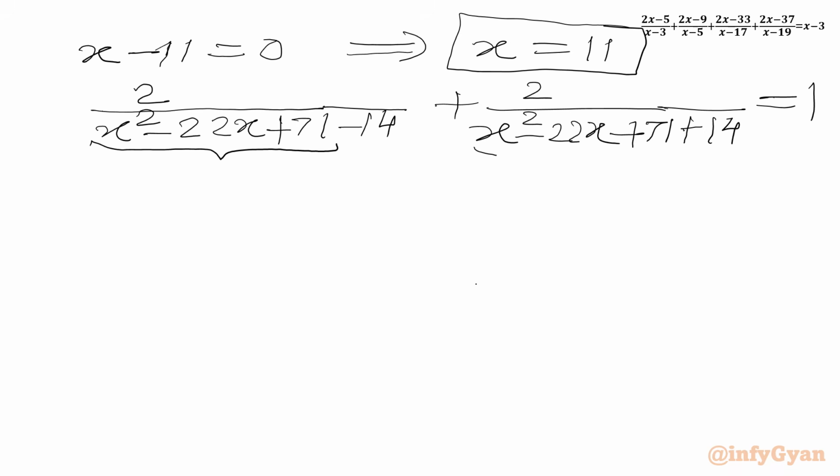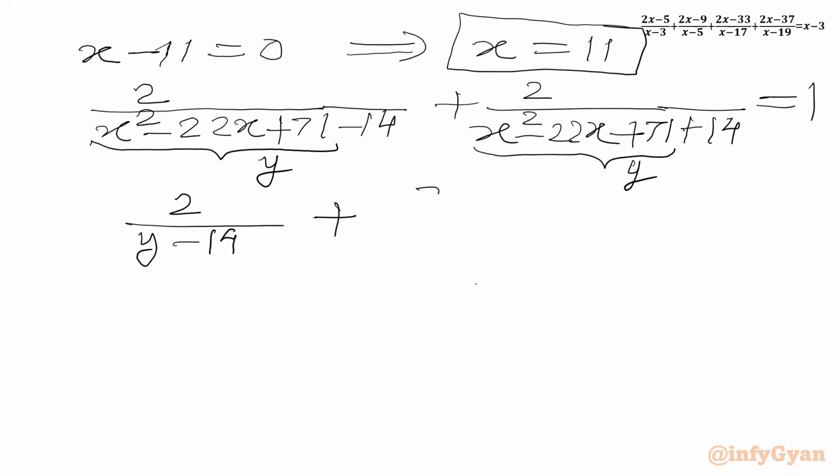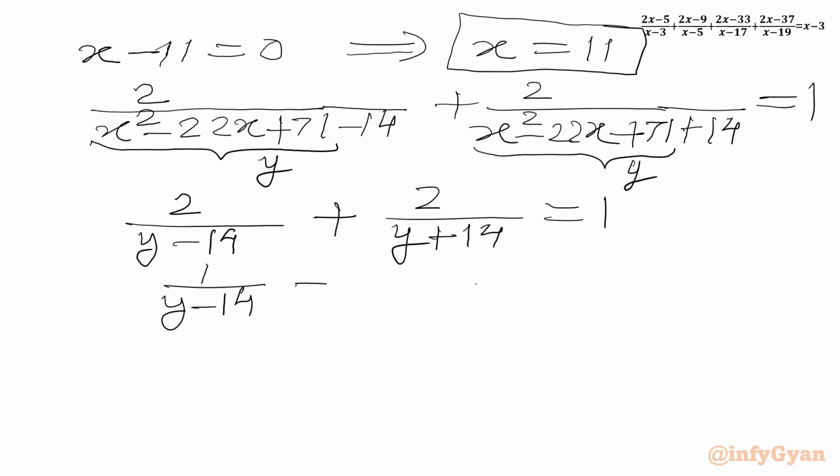Now we will divide our equation by 2 on both sides, and we are going to consider x square minus 22x plus 71 as y. So we will write 2 over y minus 14 plus 2 over y plus 14 equal to 1. Now we will divide both sides by 2. So 1 over y minus 14 plus 1 over y plus 14 equal to half.